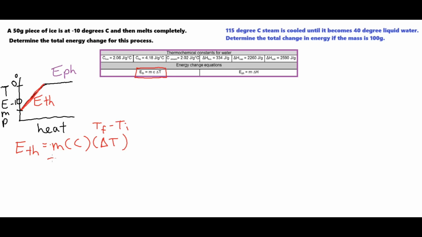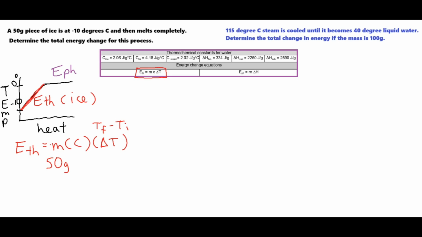We have a mass of 50 grams, which was given in the problem. And then we have three different C values. The subscripts are sort of small, but we have 2.06 for ice, 4.18 for liquid water, and then we have 2.02 for steam. So in this case, because it's below 0, we know that it's in the solid phase of being ice. So you definitely want to know that 0 is the freezing or melting point of water, and 100 degrees is the boiling or condensation point for water as well.